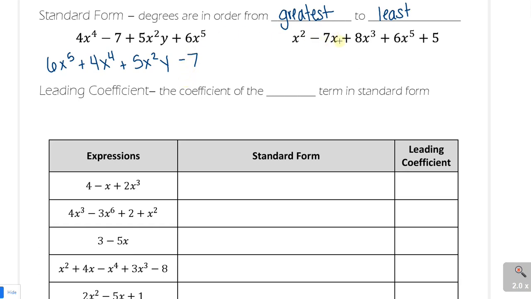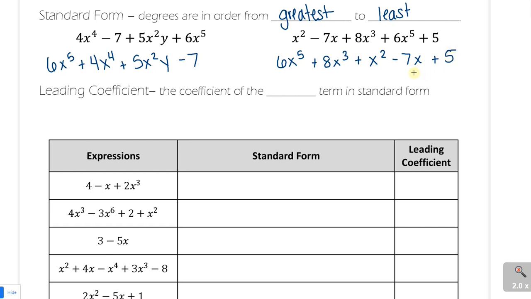Let's look at the next one. Largest exponent comes first, so we have 6x to the 5th. Then we have 8x to the 3rd. Then our x squared. Then our x, don't forget to bring the sign with it, so minus 7x. Lastly, plus 5.